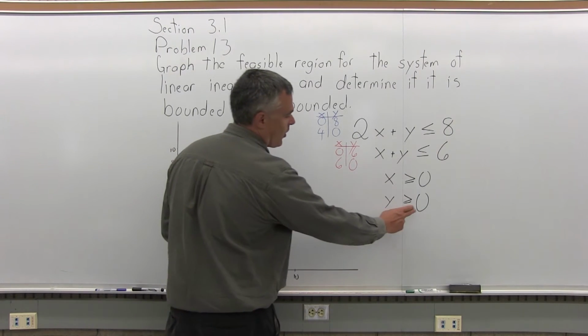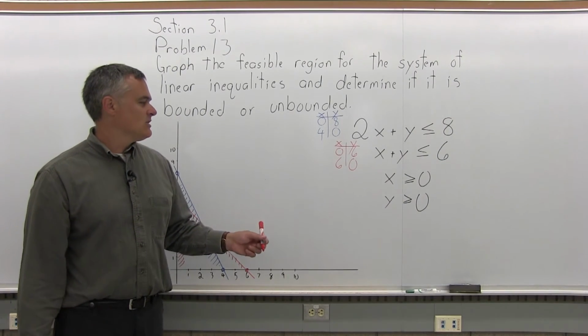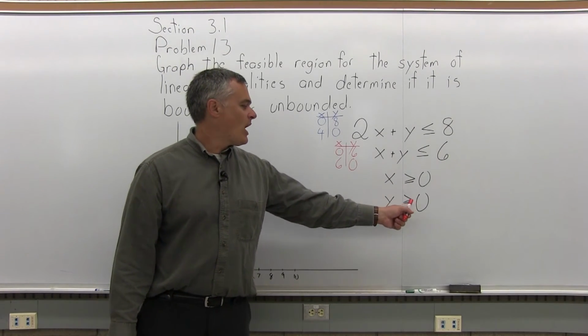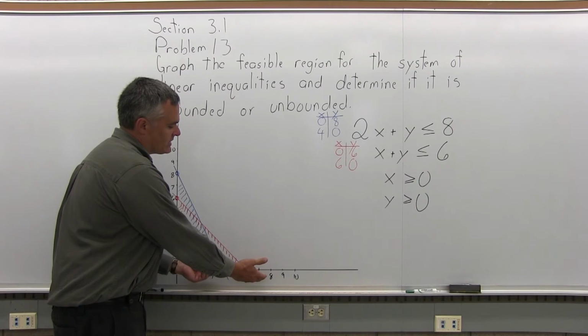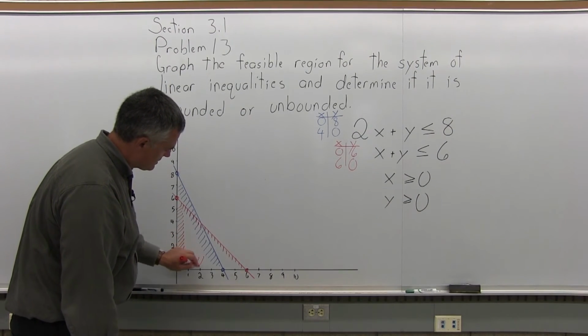And the last one, y is greater than or equal to 0. I want points in my feasible region that have positive y coordinates. So only those points above the x-axis. Those are the ones that have positive y coordinates.